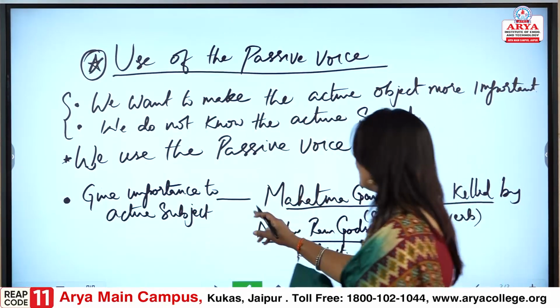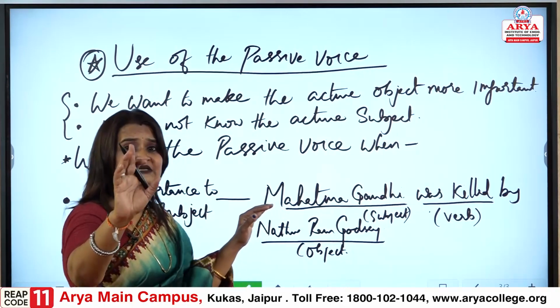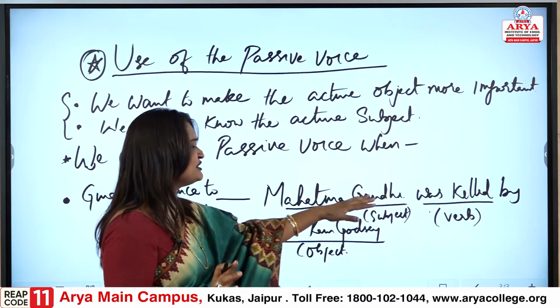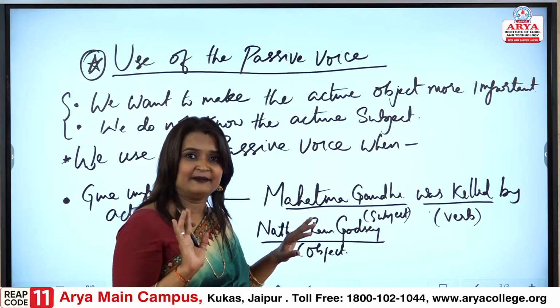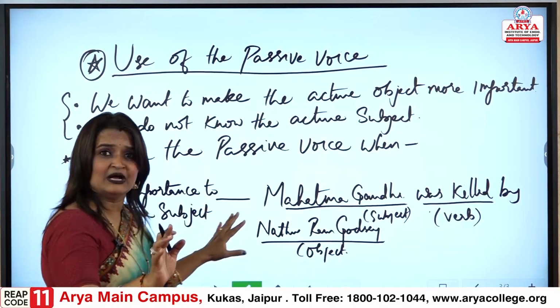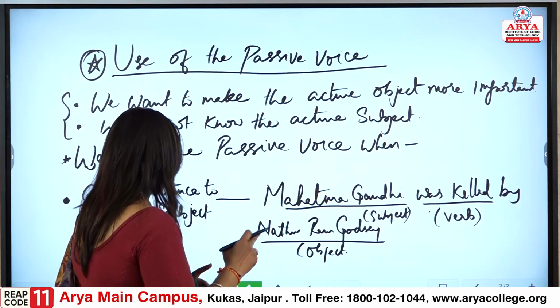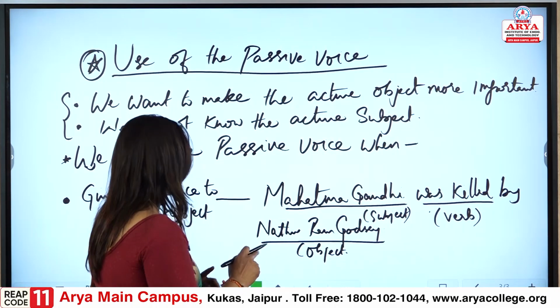Give importance to the active subject. So, over here let me ask, who is the active subject? The active subject is Mahatma Gandhi, fine. So, when we are saying give importance to the active subject, now let us understand the next point.